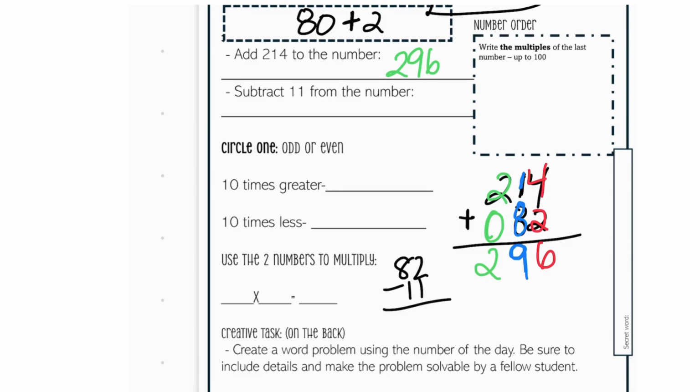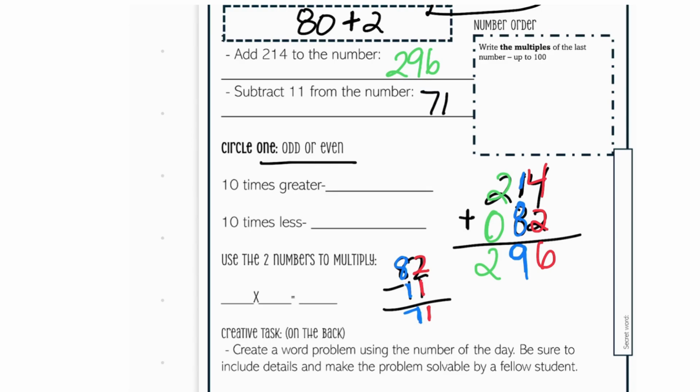And then if we were to subtract this number, we would do our 82 minus 11. So I'd look in my ones place and I'd have a 2 and a 1. I'd subtract those, get 1. And then I'd look in my tens place and I'd have an 8 and a 1. So 8 minus 1 equals 7. So then my answer for subtracting 11 would be 71.